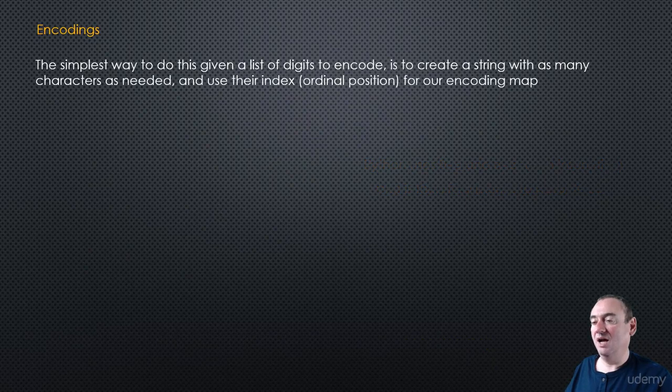So let's take a look at how we can do this. Now the simplest way is basically to create a single string with at least as many characters as you have in your base, that will be used to represent the ordinal position. So if you use a string 0 through F, then 0 will represent 0, 9 will represent 9, A will represent 10, B will represent 11, and so on and so forth.